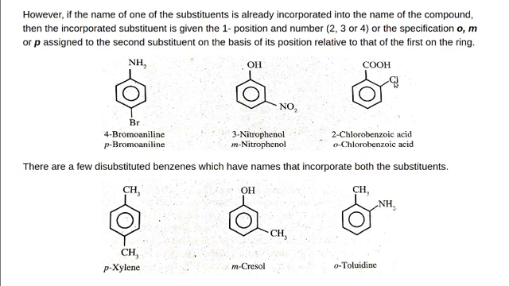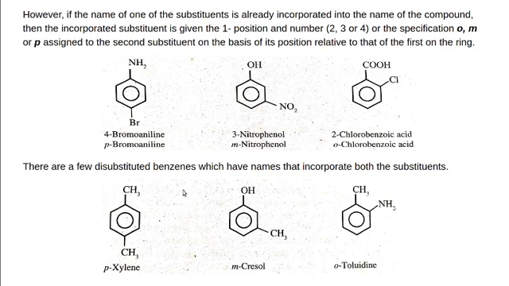This one is 2-chlorobenzoic acid. The compound without the chlorine group is benzoic acid, which is the common name of a benzene ring with a COOH group. So the other substituent is the chlorine group, which is on the second position. So 2-chlorobenzoic acid, or ortho-chlorobenzoic acid.